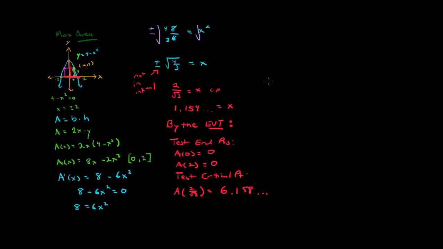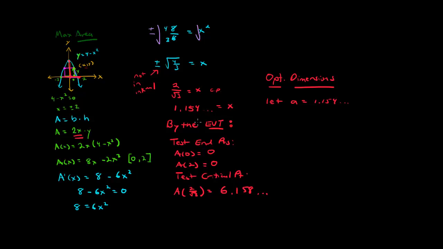Now, a lot of times they'll ask you for the optimal dimensions, so the dimensions that give us the largest area. Well, what are they going to be? Is x one of those dimensions? If you remember, it wasn't. 2x was one of those dimensions. So why don't I just say, let a equal 1.154? Remember, that was our critical value x.